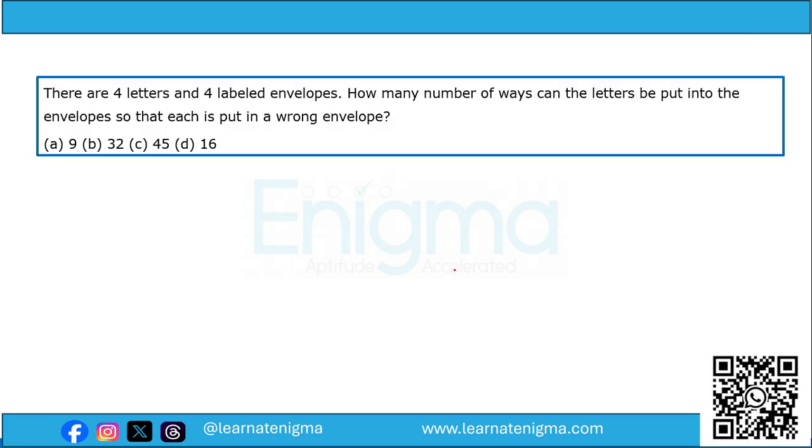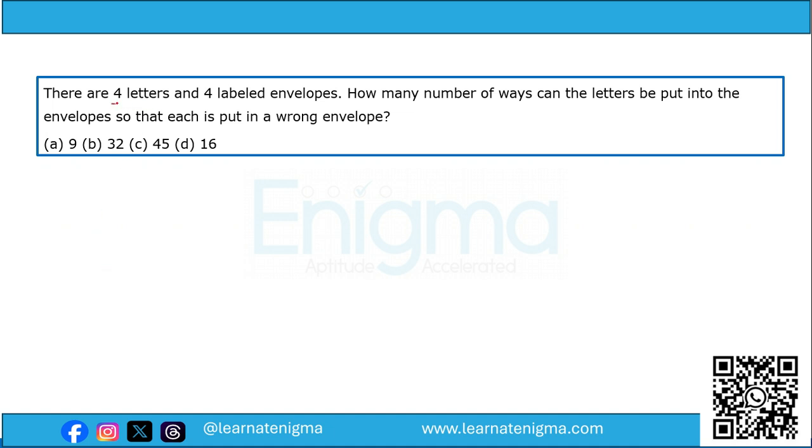There are four letters and four labeled envelopes. How many number of ways can the letters be put into the envelopes so that each is put in a wrong envelope? Now, this is a question based on derangement.